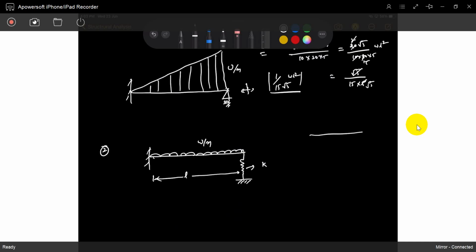If it is free, it will deflect like this. If it has a fixed support, there is no vertical deflection. But if you provide some spring stiffness, it will allow some part of the deflection, not fully, because the spring also exerts some force. So this is called partial support, or partial restraint. Understood? Partial restraint for vertical deflection.